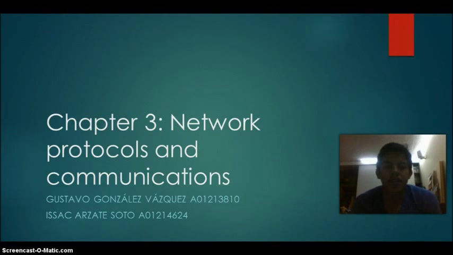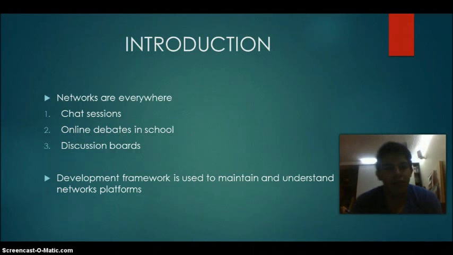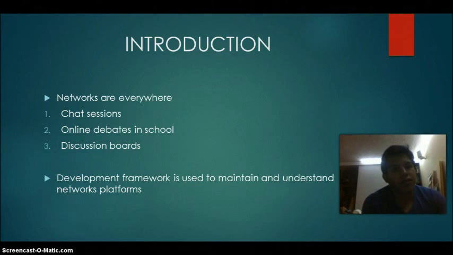We are Isaac and Gustavo, and this is about network protocols and communications. First, networks are everywhere. They range from chat sessions like Messenger and WhatsApp, to online debates in school, as we have all had before, I think, to discussion boards. We have also used those in many classes.